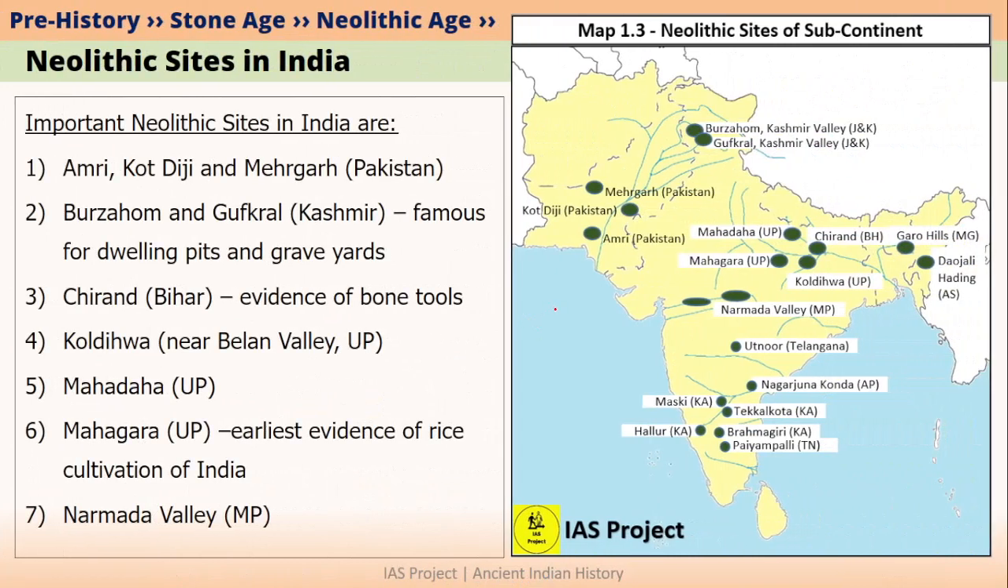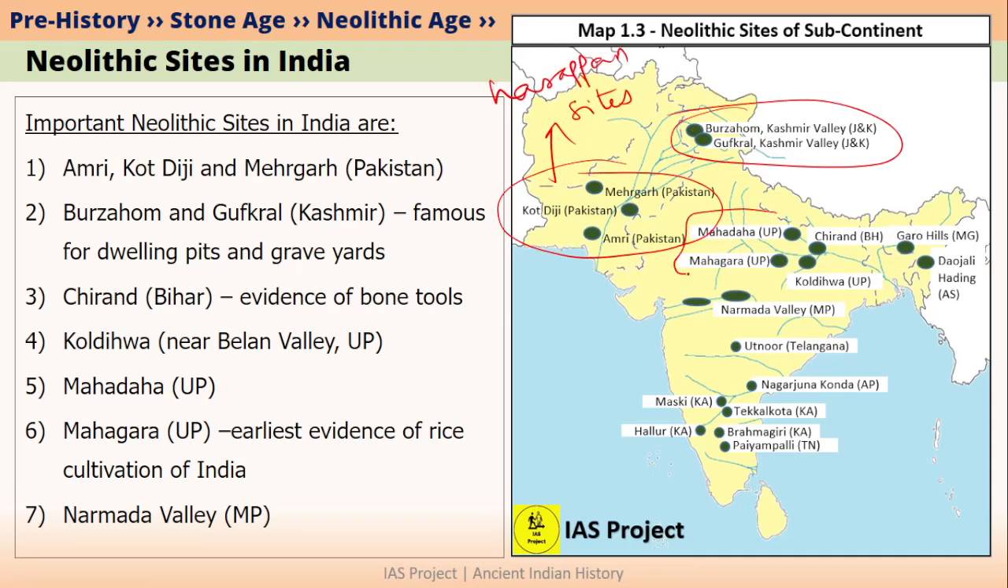If we look at some of the important Neolithic sites in India, you can see them here. Kashmiri Neolithic sites are Burzahom and Gufkral. In Pakistan, we have Mehergarh, Kot Diji and Amri. All these sites are also Harappan sites. In UP and Bihar, we have Mahadaha, Mahagada, Koldihwa and Chirand. In Chirand, we have found so many number of bone tools. Mahagada was probably the first place in India to grow rice. And Koldihwa is located in Belan Valley.